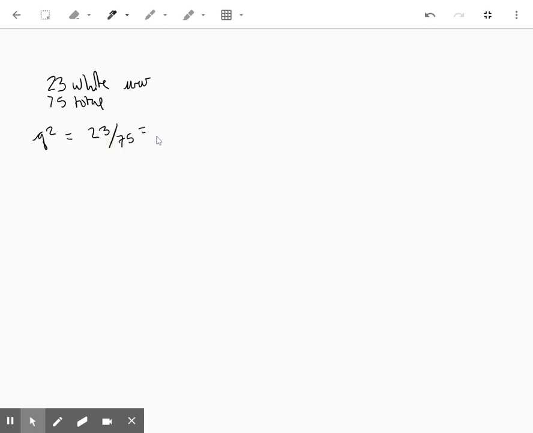And that is 0.31. Then to solve for q, that's going to equal the square root of q squared, which is going to equal the square root of 0.31, and that equals 0.56.